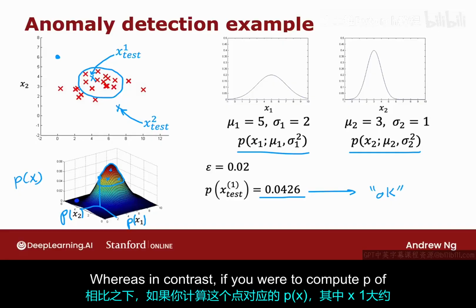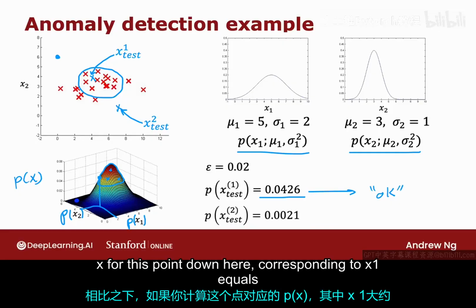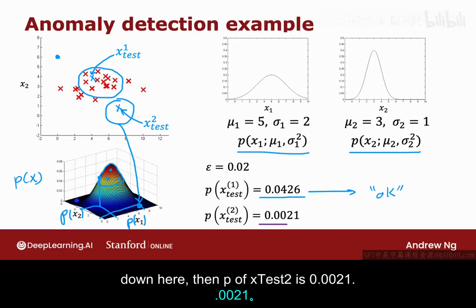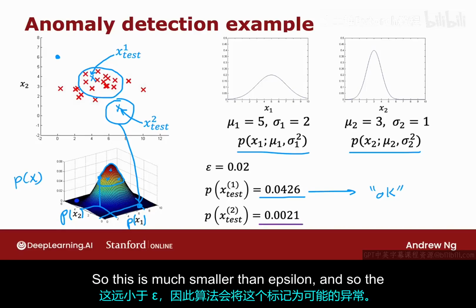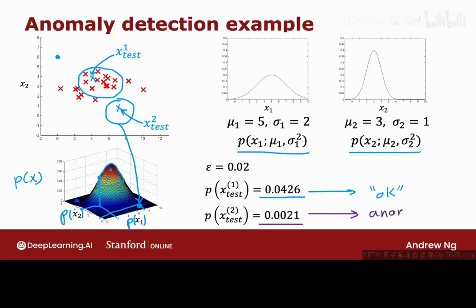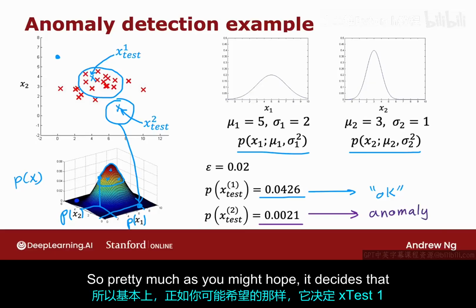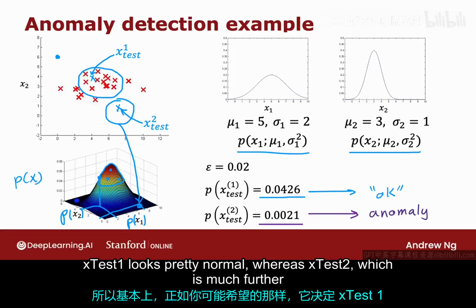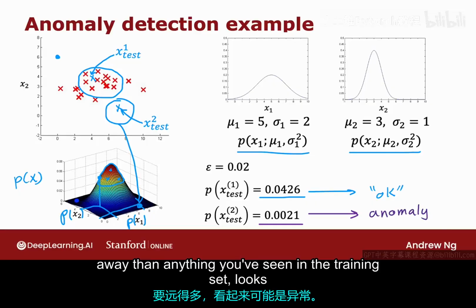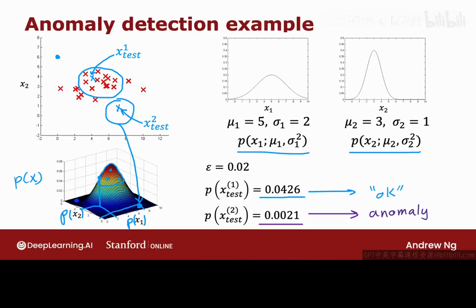Whereas in contrast, if you were to compute P of X for this point down here, corresponding to X1 equals about 8 and X2 equals about 0.5, kind of down here, then P of X test 2 is 0.0021. So this is much smaller than epsilon. And so the algorithm will flag this as a likely anomaly. So pretty much as you might hope, it decides that X test 1 looks pretty normal, whereas X test 2, which is much further away than anything you've seen in the training set, looks like it could be an anomaly.